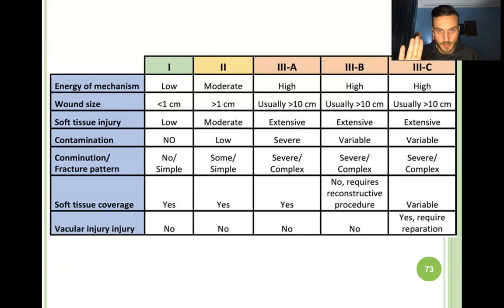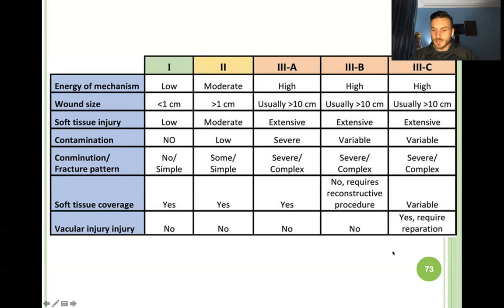Open fractures are bad, but this is the best one. Type 2, more than 1 centimeter up to 10, moderate mechanism, moderate soft tissue injury, low contamination. Type 3, it's high energy trauma, more than 10 centimeters, extensive soft tissue injury, severe. If you go to B now, this is a severe complex fracture pattern, might be contaminated, extensive soft tissue.